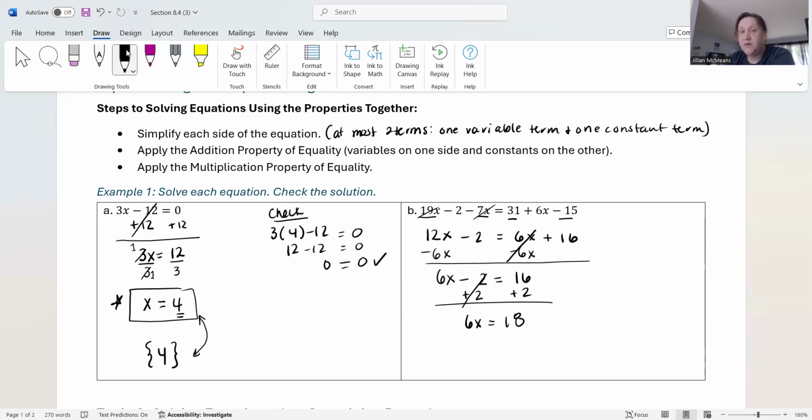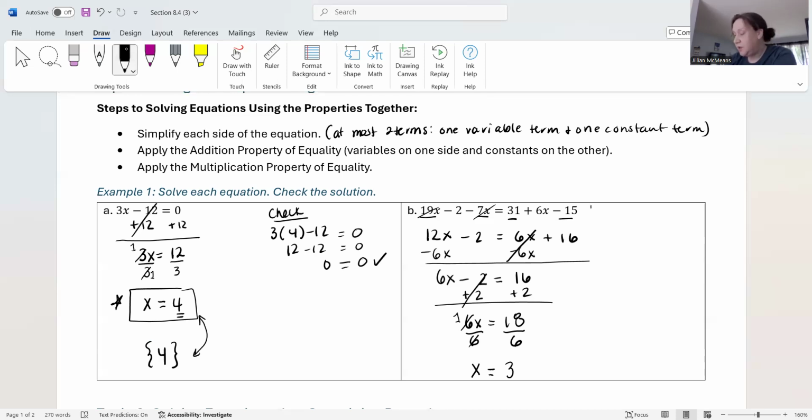Okay, now we finally have one term on each side. The left is a single variable term, the right is a single constant term. We want to go ahead and officially solve for x. We want to get the x alone. This means we're going to apply the multiplication property of equality. We need to undo the multiplication of 6 and x. So to undo that multiplication, we would divide. So if I divide by the coefficient of x on the left, I must divide by the coefficient on the right. Okay? 6 divided by 6 on the left. Well, 6 divided by 6 is just 1. 6 goes into 6 one time, and I'm left with x. And then on the right, 18 divided by 6 is 3.